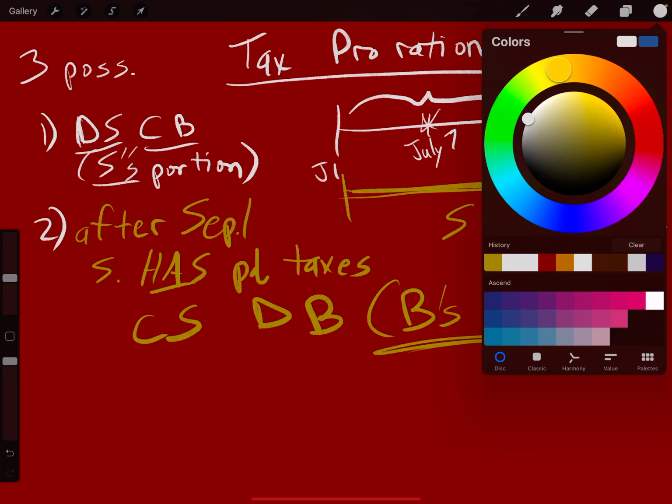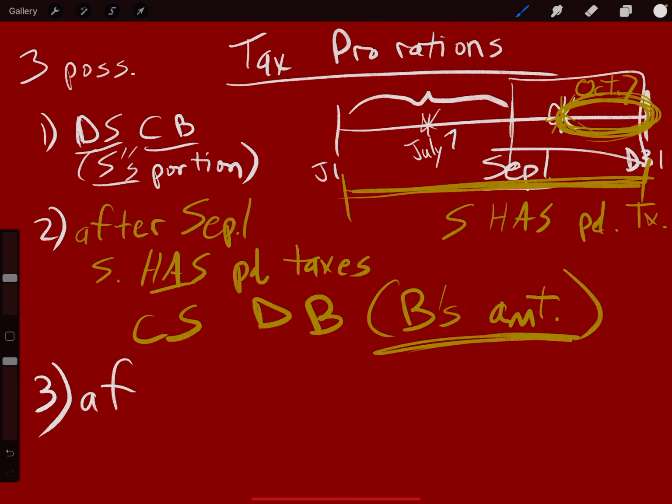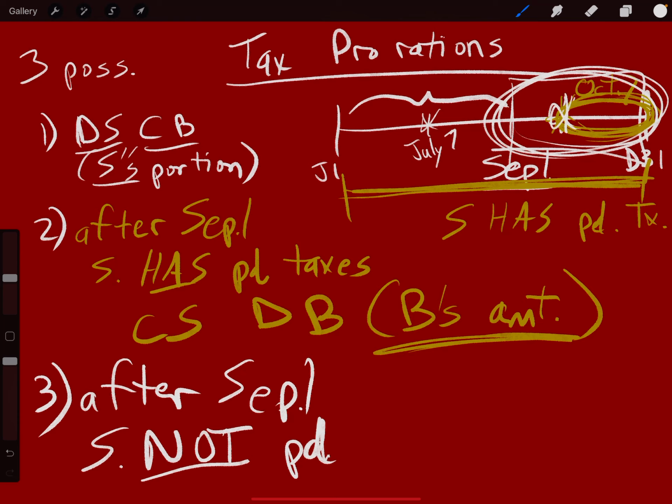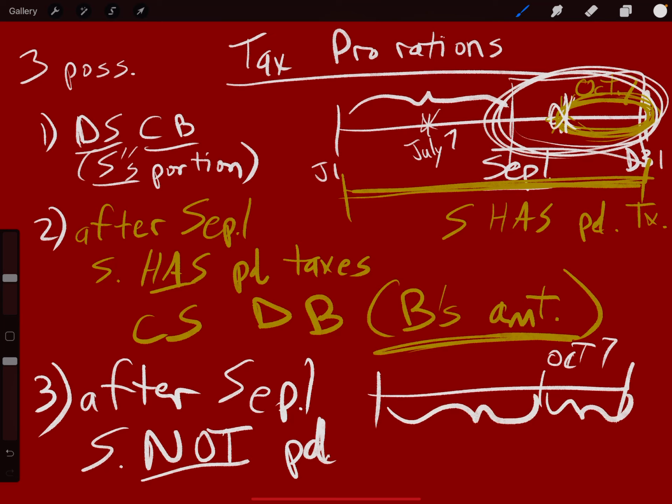And then finally, number 3, the third possibility is again September 1st or after, and the seller has not yet paid. In this case, we're still in this part of the year. We're closing October 7th again, but the seller has not paid. Therefore, we're going to have to debit each side their appropriate amount. So we're going to debit the seller their portion, and we're going to debit the buyer their smaller portion. So it's one of these 3. Part of what you're going to need to be able to do is figure out which of these 3 scenarios you're dealing with, because it's 3 different ways you would handle it.